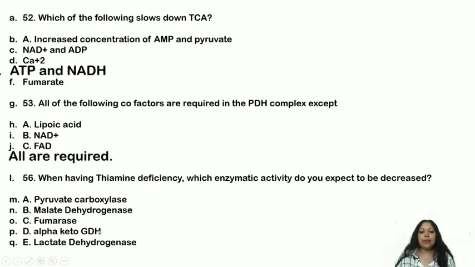Yes, because it is similar to the pyruvate dehydrogenase complex, and complex 1 of PDH requires thymine as a cofactor in the form of TPP, thymine pyrophosphate, correct? So, the fourth is your correct option, correct?